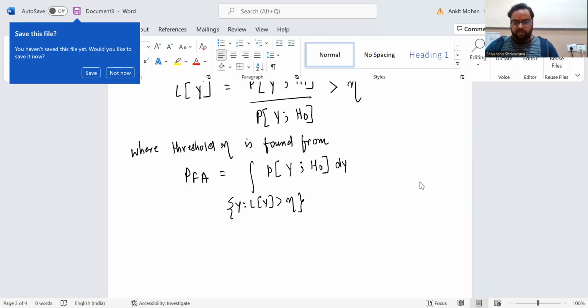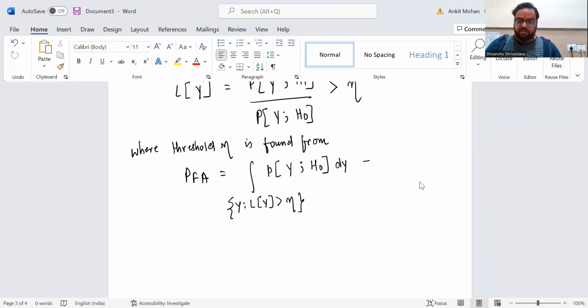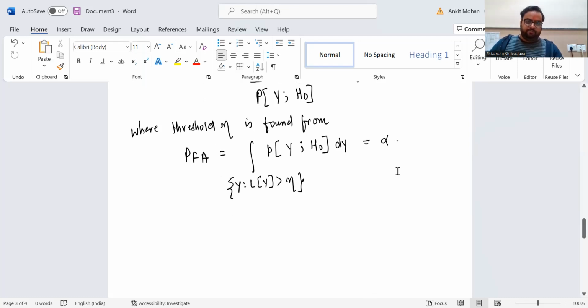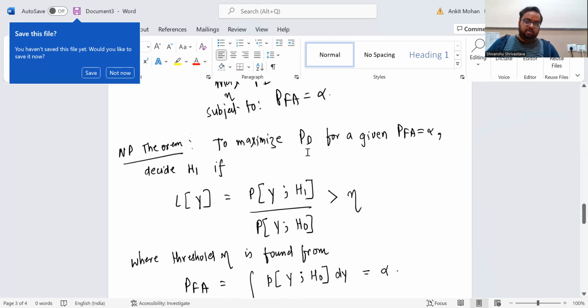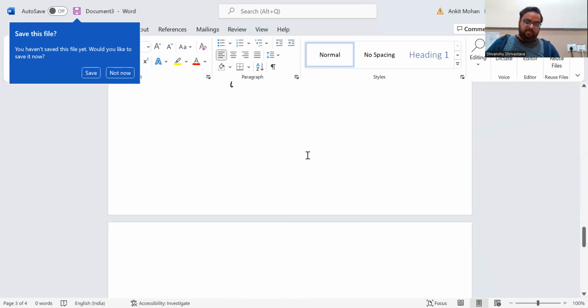So the values of y corresponding to this region, for those values of y, this integration will be performed. And this we have to fix at a value alpha. Okay, so we essentially need to first fix this, find eta from here, and once we find eta from here, then we need to find out the probability of detection.